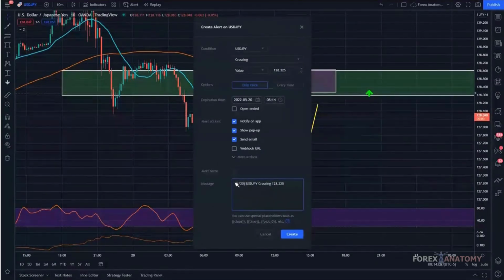April 20th. Price testing the PRZ area on the 10-minute. Look to sell on bear confirmed.